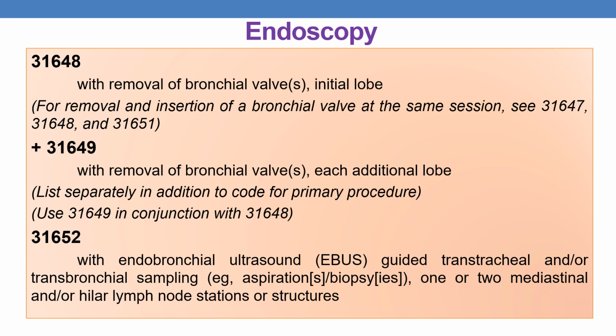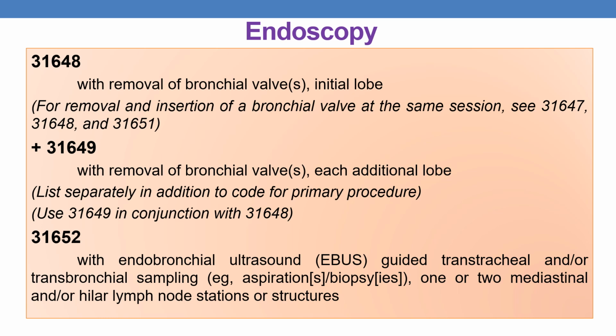The next CPT is 31648. It deals with bronchoscopy rigid or flexible with removal of bronchial valve initial lobe. And for the removal and insertion of bronchial valve at same session, refer 31647, 31648 and 31651.